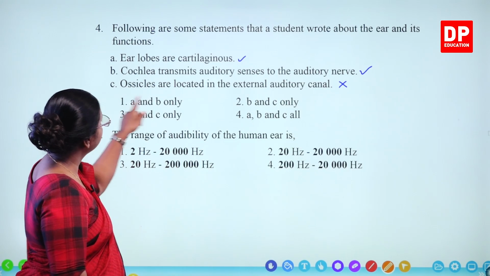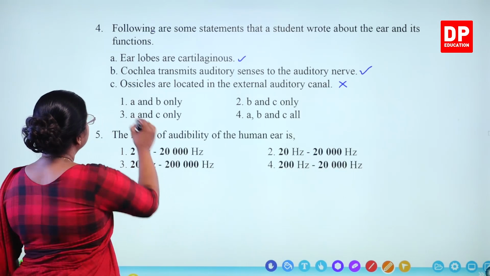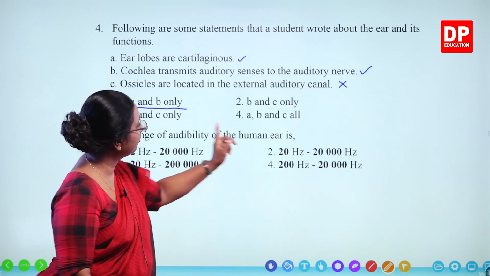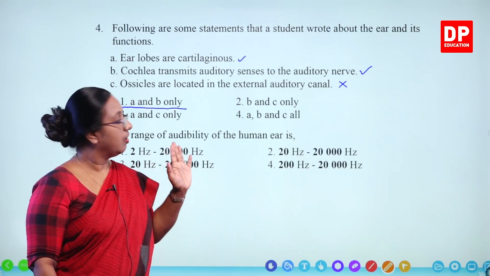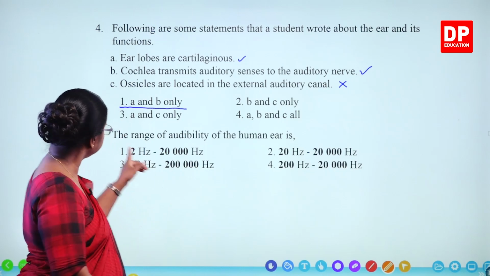So, here if you look at the combinations, A and B only correct. So, that is the correct answer. This is B and C only, A and C only, A, B, C and all. So, here it has to be A and B only.